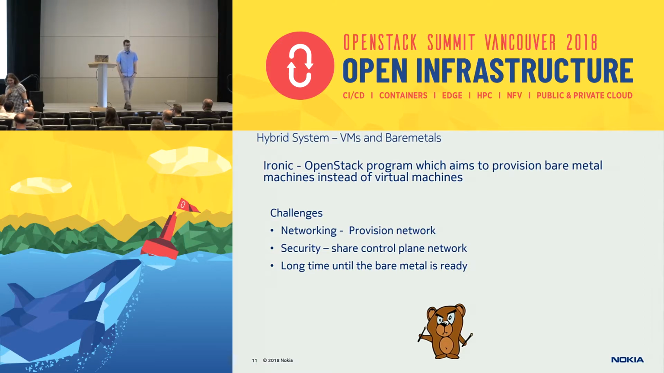I'm going to talk about hybrid systems, which means virtual machine and bare metal instances. As we know, over the cloud, OpenStack has the ability to create and deploy virtual machines with the Nova service, but we also have an opportunity to create and deploy bare metal. This is done by the Ironic service. So what is the Ironic service? Ironic is a project under the OpenStack umbrella, which aims to provision bare metal instances instead of virtual machines.